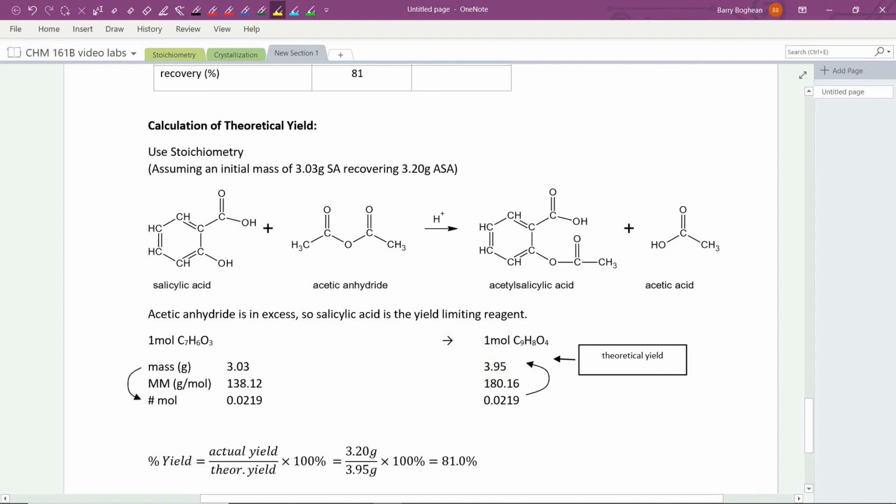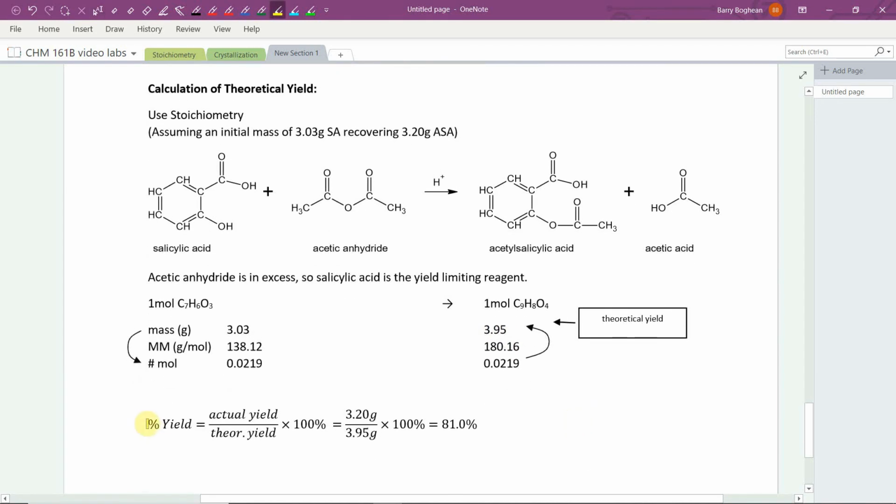Then to calculate the percentage yield or percent recovery, take the actual yield, 3.20 grams in this example, divided by the theoretical yield, 3.95 grams times 100 is 81%. And that concludes our experiment for the preparation of aspirin.